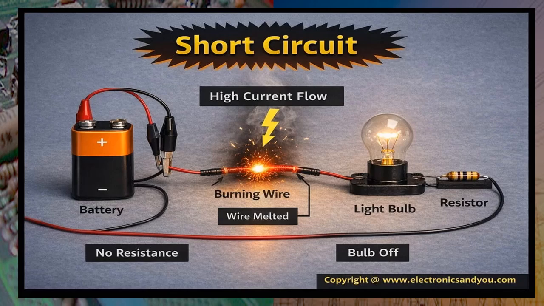And then we have short circuit. If there is a burning wire or if there is a foreign element in contact with the circuit, that's when it creates a short. So the current will take a short path back to the source. So that's when we have short circuit. So the bulb will go off and there will be a short circuit.